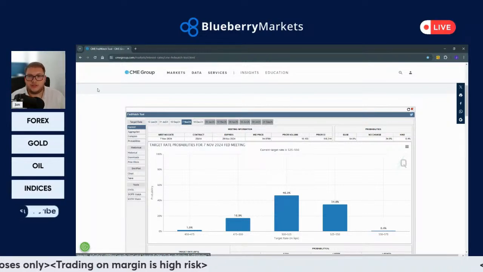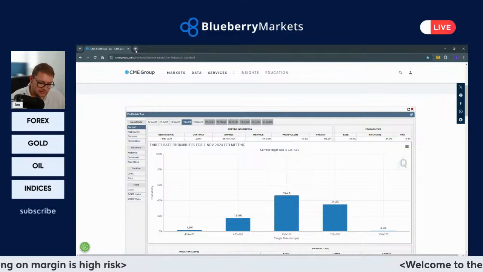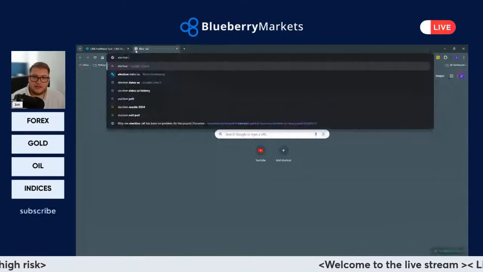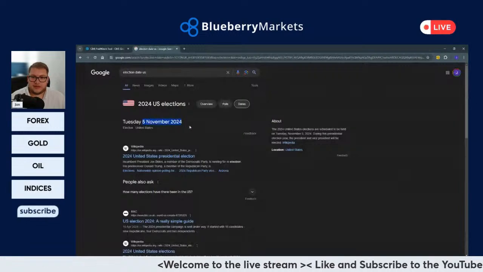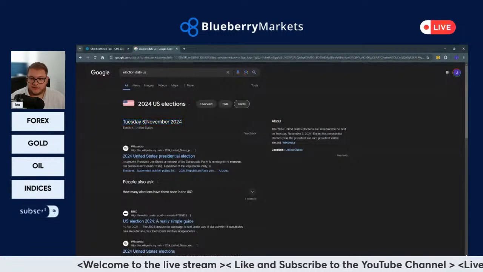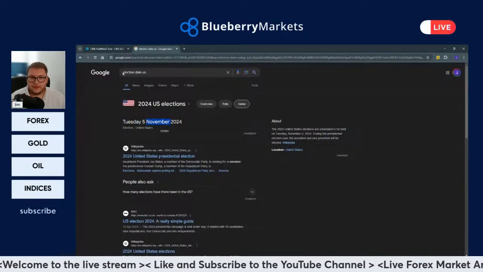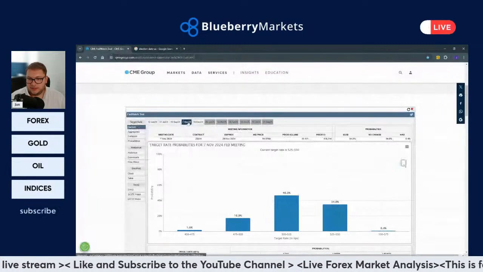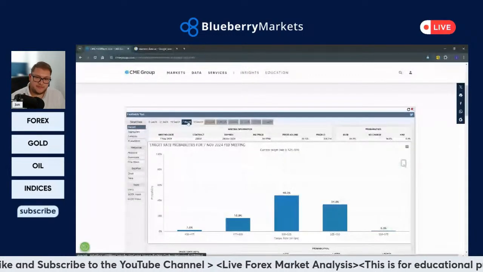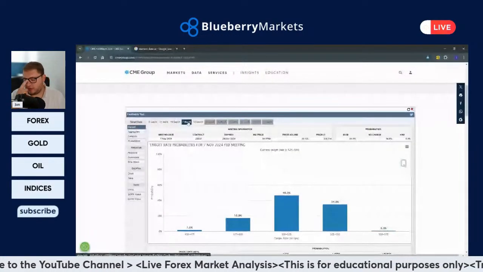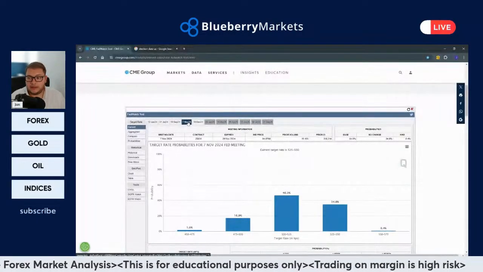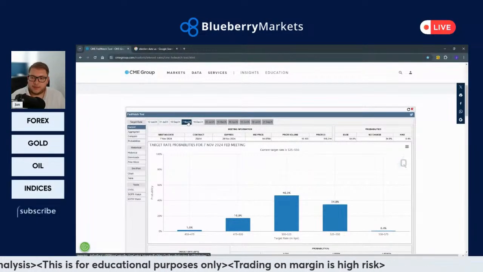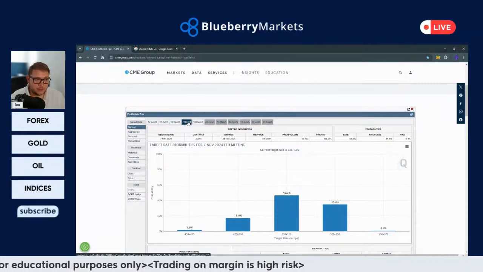So when is the election this year? Let's have a look. Election day US. It's on the 5th of November, 2024. So Tuesday, the 5th of November, we're getting the US election, and the meeting is on the 7th of November. So are they going to cut around a political event? That's something we have to think about. Maybe they'll do it because it is a political move.